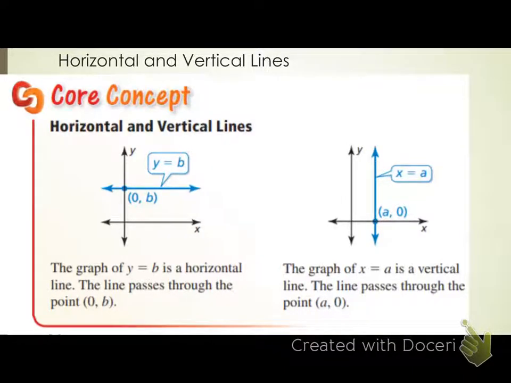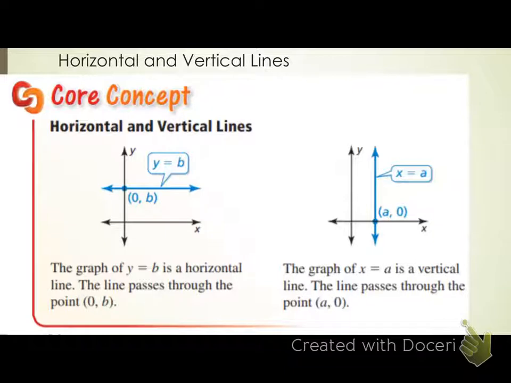The graph of y equals b is a horizontal line. The line passes through the point 0, b. So if I have just y equals some number, like y equals 3, y equals 5, there's no x there at all, then the graph of that is going to be a horizontal line, and it's going to pass through whatever that number is. So that's why the line passes through the point 0, that number, because that would be somewhere on my y-axis.